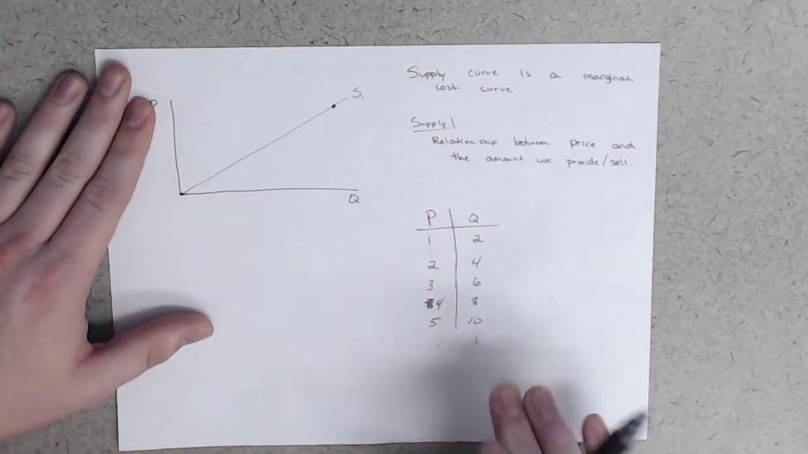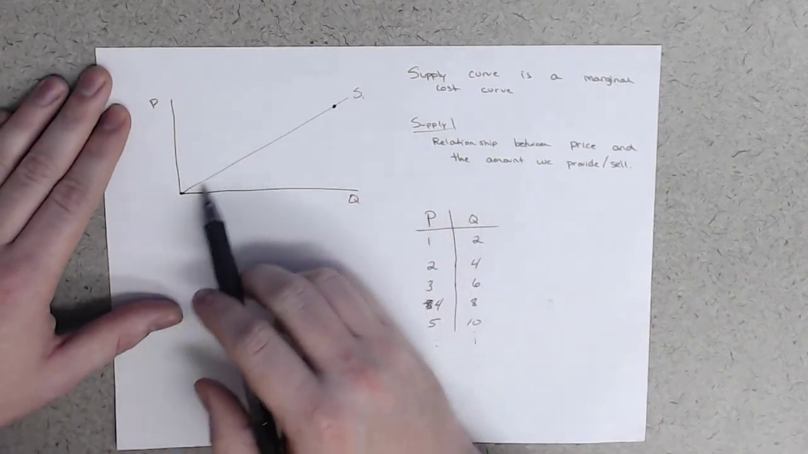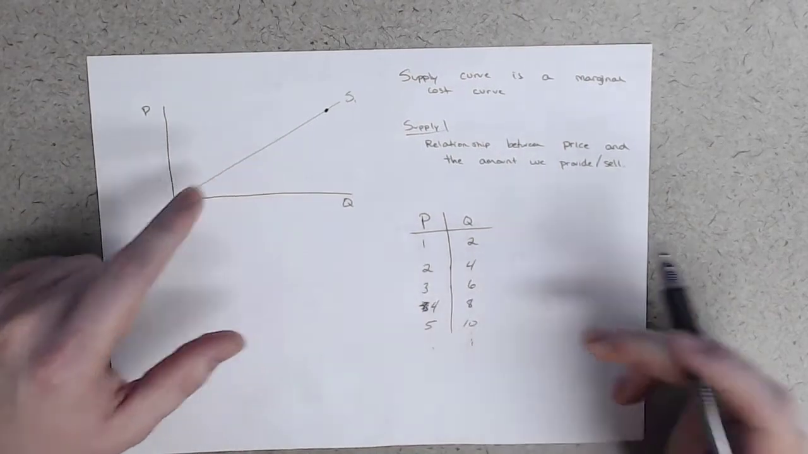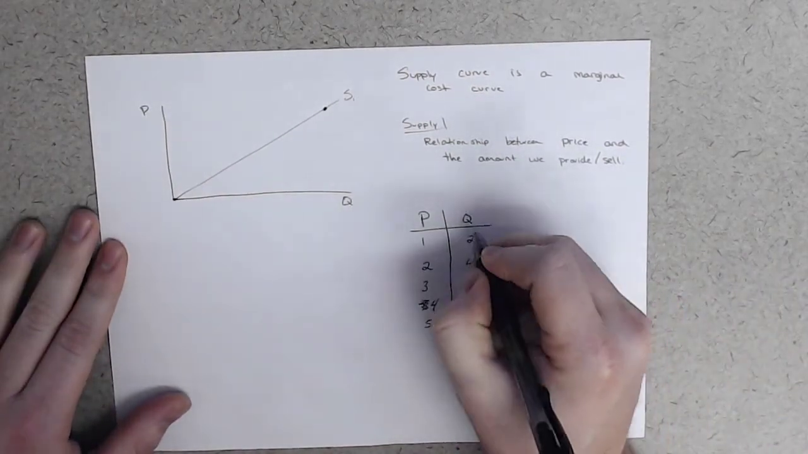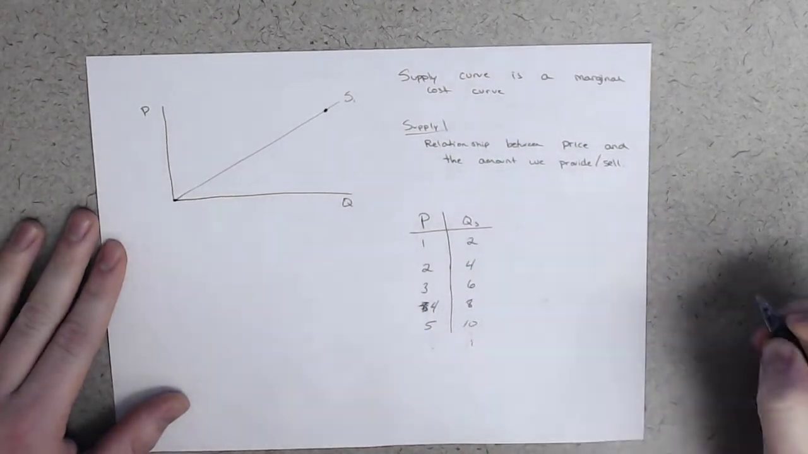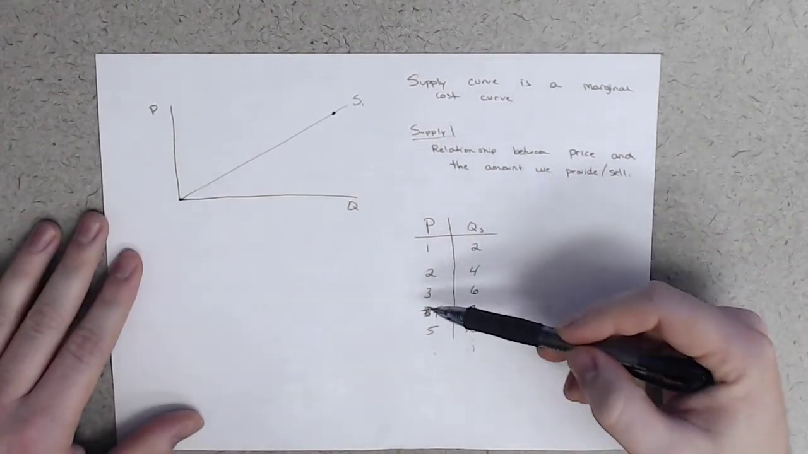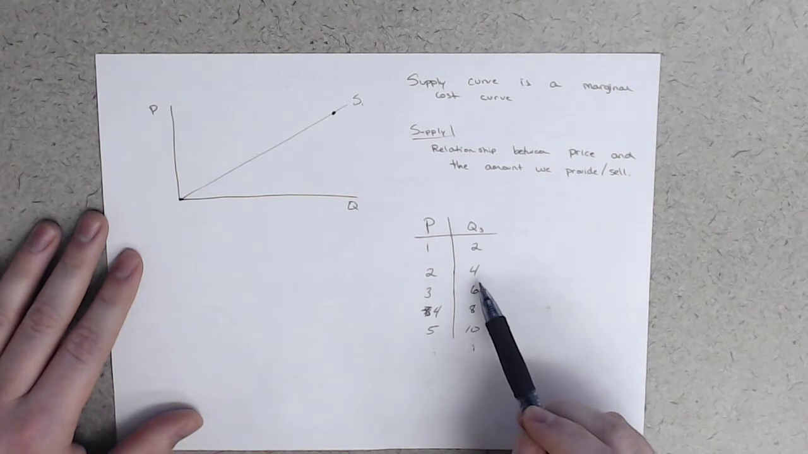This whole table here is the same thing as the supply curve, right? This and this are the same thing, okay? But this quantity here is the quantity supplied at a given price. Okay, so if I give you a price, you can tell me the quantity supplied.